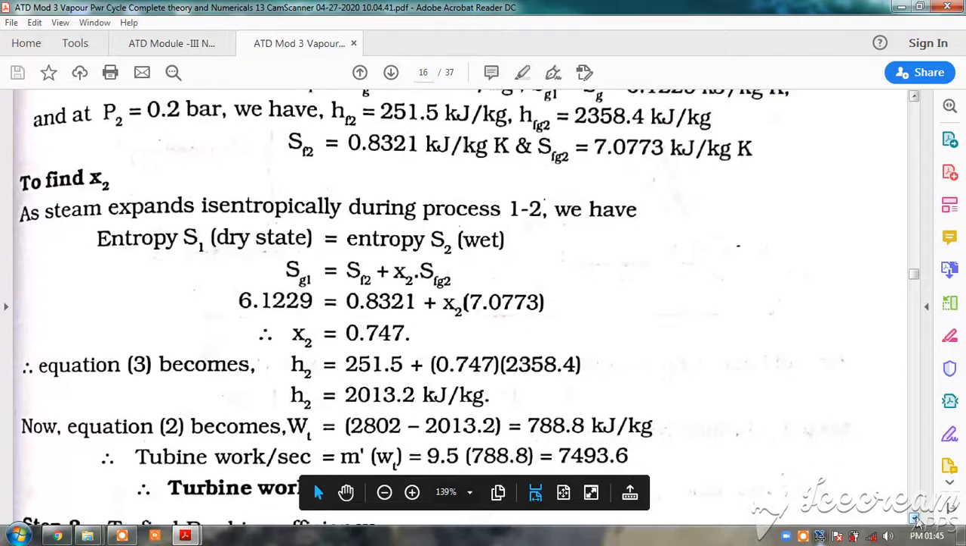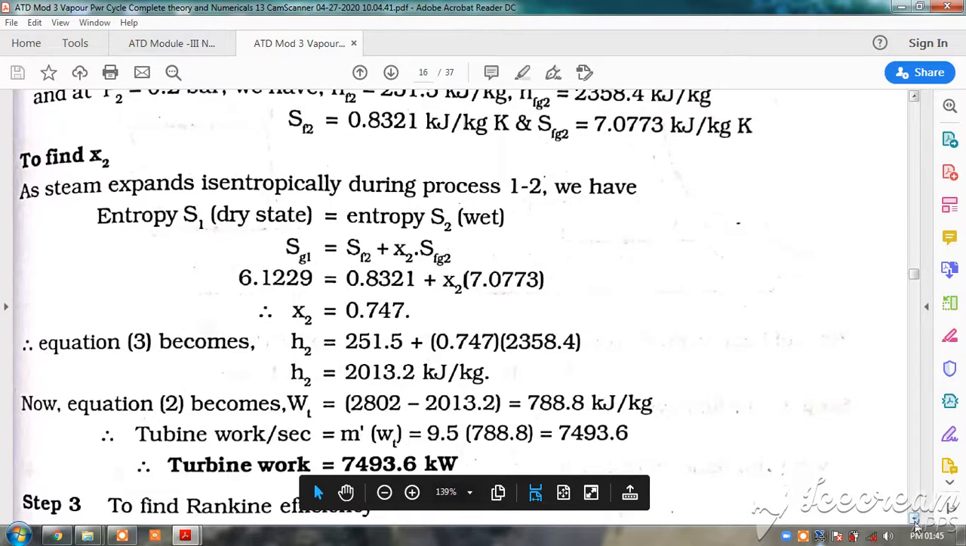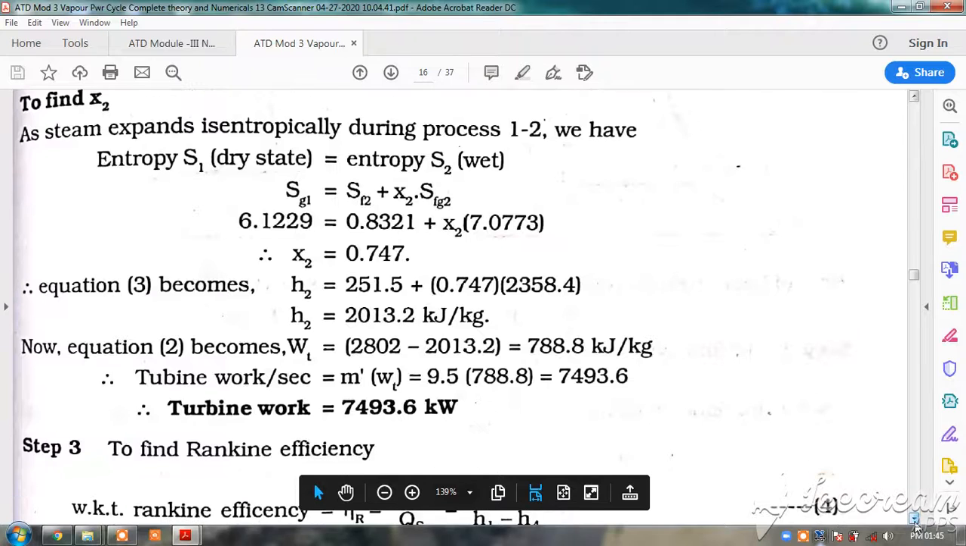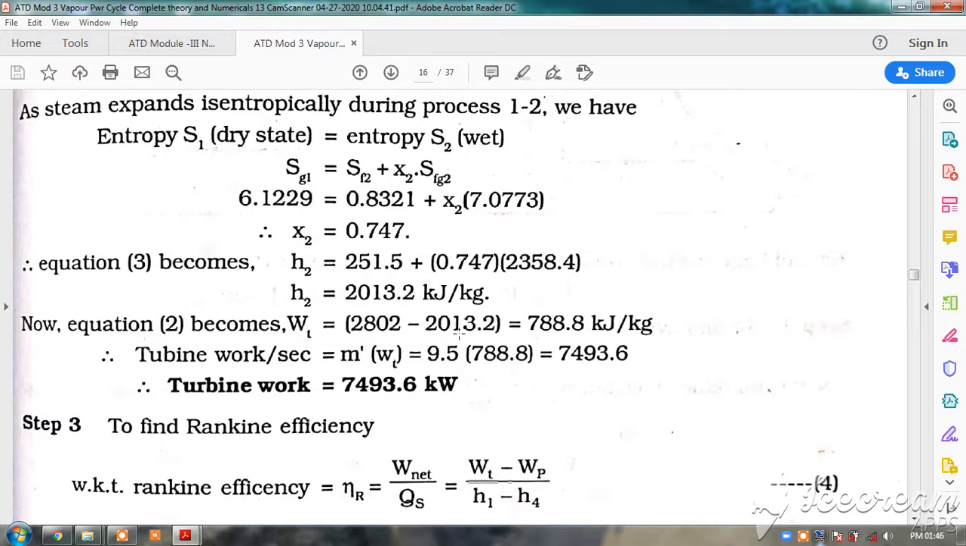Now in the enthalpy equation, when you substitute, HF2 is this one 251, dryness fraction is 0.747 and HFG2 is 2358. So H2 you get as 2013 kilojoules per kg. Okay, now the turbine work is equal to H1 minus H2, that is 2802 minus 2013, that is 788. Okay, now the pump work was only 3.5.